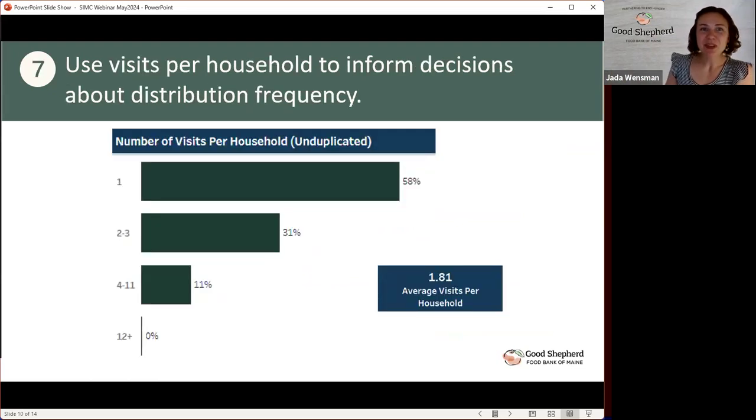All right, number 7, using visits per household to inform decisions about distribution frequency. So how often is your pantry open and how often do people come in? And again, you know this kind of subjectively. If you're at the pantry often, you see the same people, you know if they come regularly or if they're kind of more now and then. But using the visits data in SIMC can help you bring all of that information together across all of your distribution days. So you'll be able to see the number of visits per household within a time period.